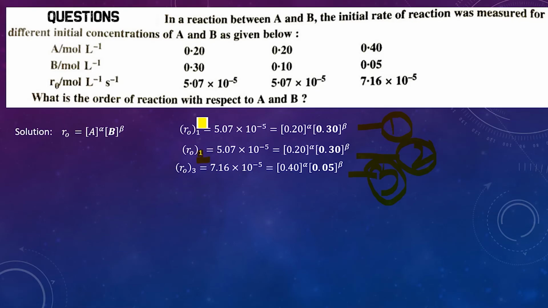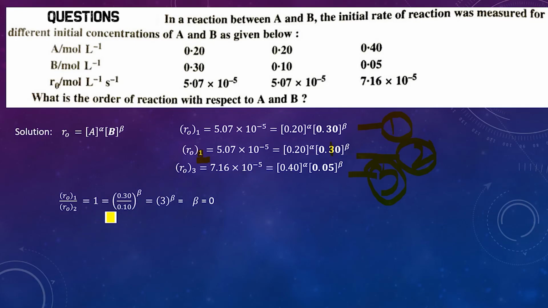Okay, so if we do r naught 1 upon r naught 2, this will be cancelled, and you can get the value of... okay, sorry, I have made a mistake. This A value is 0.20 and here B is 0.10. This is 1, not 3. So here I have corrected. This is r naught 1 upon r naught 2 is equal to 1 because it is going to be cancelled out, and this will also be cancelled, and this is 0.30 upon 0.10 power B.